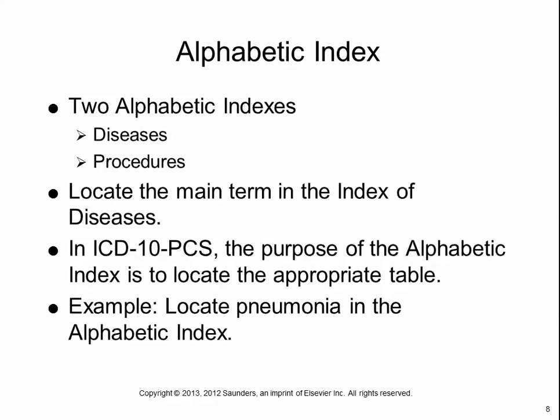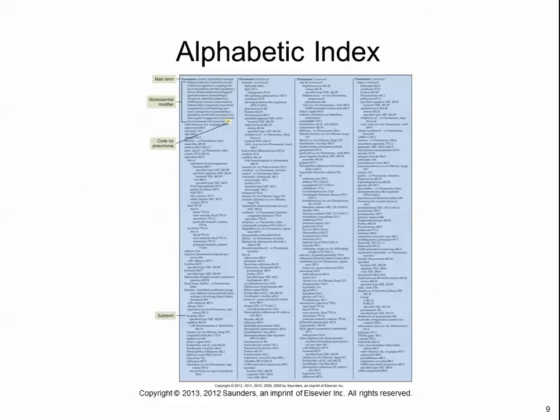All right, so first thing you're going to do is determine what your main term is. You are going to locate that main term in your alphabetic index, right? So go locate pneumonia in the alphabetic index. Okay? If you look, and this is kind of tiny, but if you look, pneumonia, all of these are non-essential modifiers, and here's our default code. Okay?